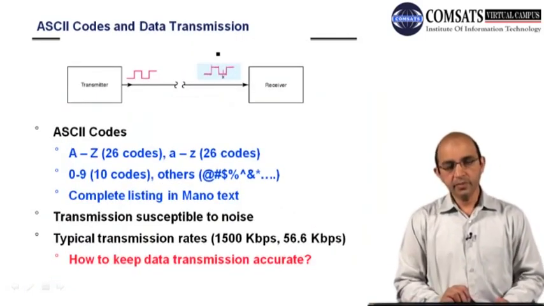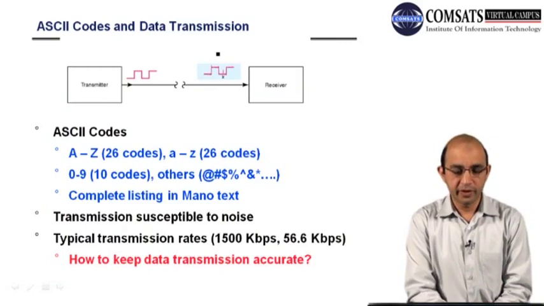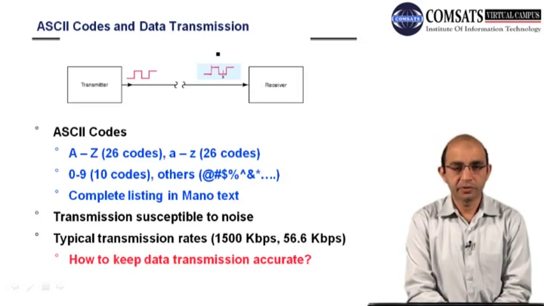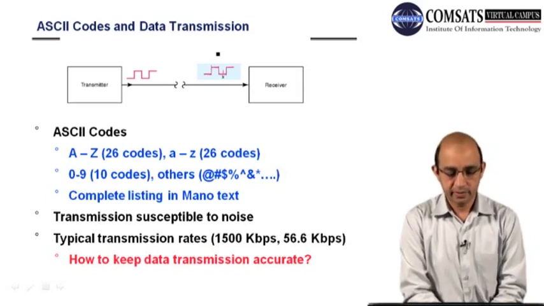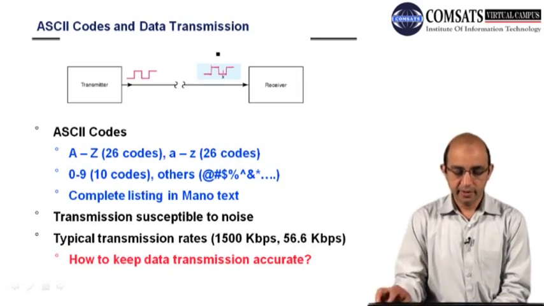So the ASCII codes are very useful for data transmission, right? Maybe you have heard about the Morse code, when in the early days of communication over copper wires we had Morse codes, right? ASCII codes are more immune to noise, right?